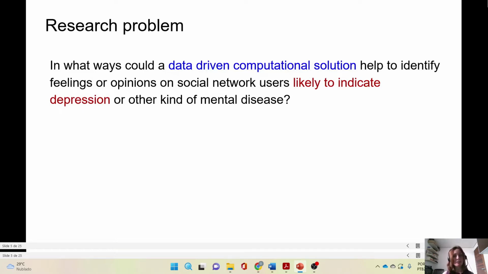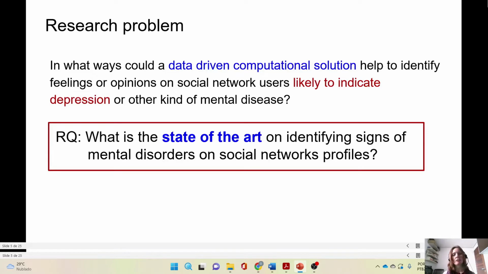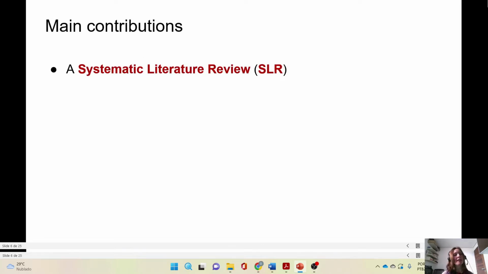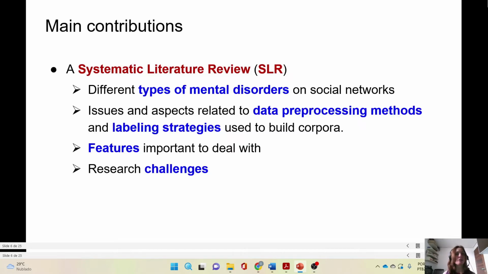To this end, at first, we have defined that we would accomplish a systematic literature review to analyze the state of the art on identifying works which try to identify signs of mental disorders on social network profiles. Okay, so we have accomplished the systematic literature review and we have obtained some insights on different types of mental disorders on social networks, issues and aspects related to data preprocessing methods and labeling strategies used to build corpora, and also features important to deal with.